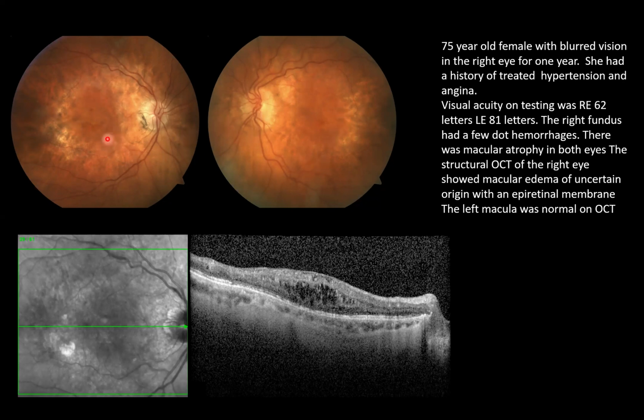And in the right eye, there are a few dot hemorrhages, as you can see on this. And the OCT of that eye showed a nondescript generalized edema in the right eye. And we weren't quite sure what the origin of this could have been. You can also see quite marked epiretinal membrane. The left eye had a normal OCT.